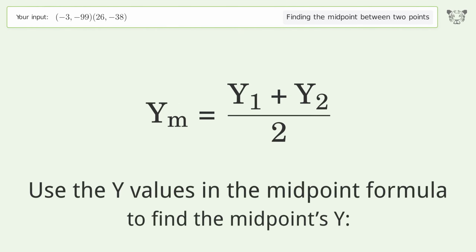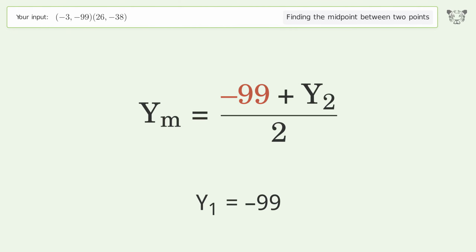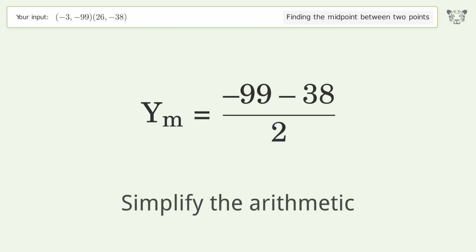Use the y values in the midpoint formula to find the midpoint's y. y1 equals negative 99. y2 equals negative 38. Simplify the arithmetic.